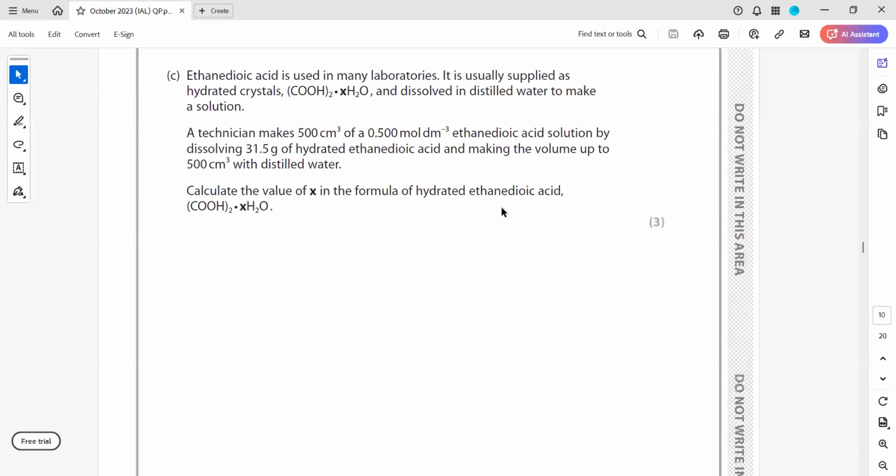So we want to find the water of crystallization. Okay, that's the next part. The technician makes 500 cm³ of 0.5 mol per dm³ ethanedioic acid solution by dissolving 31.5 grams of the hydrated acid. So this is the total hydrated mass, and it will give us the moles of anhydrous. Once it is dissolved, it will lose its water of crystallization. So first, using the concentration and the volume, we will find the moles.